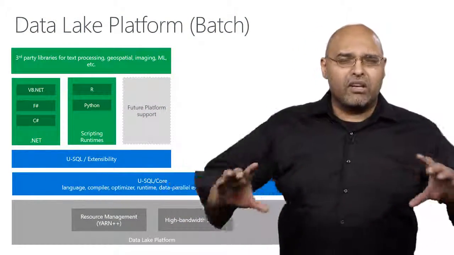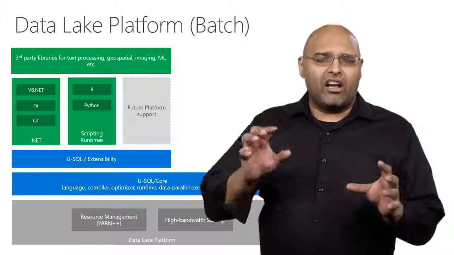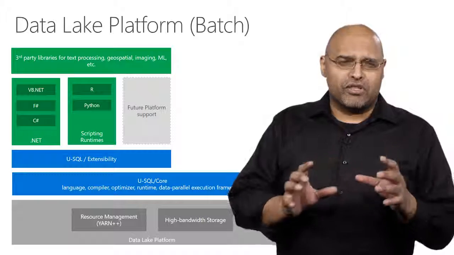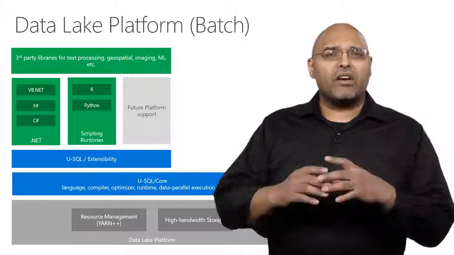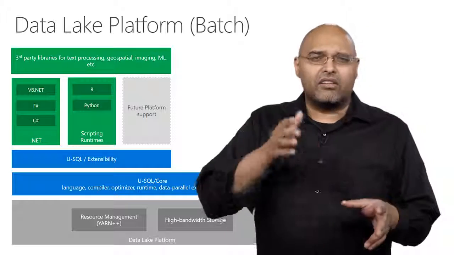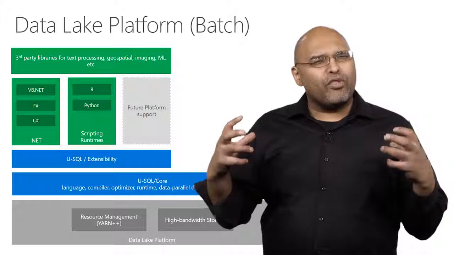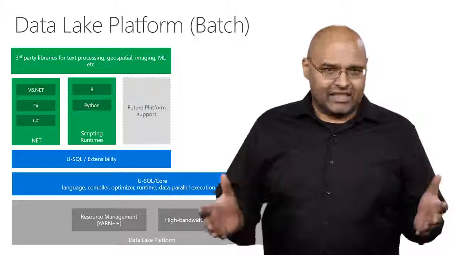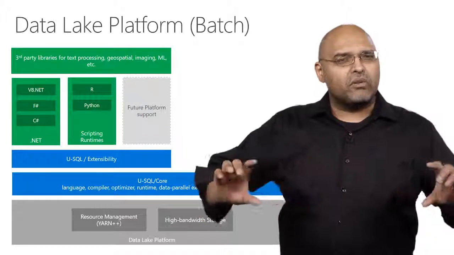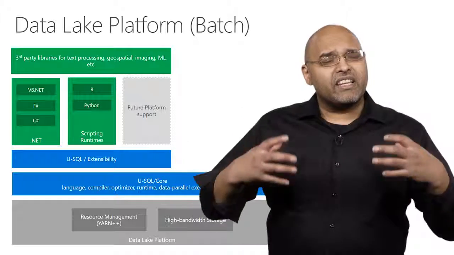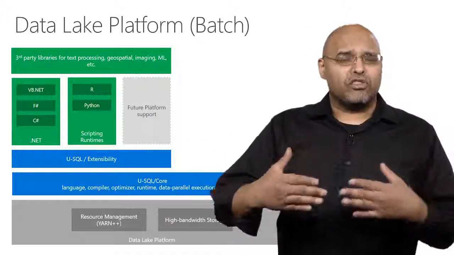At the very bottom, there's a layer that focuses on high performance compute and the ability to give you compute resources very quickly. On top of that, we have the U SQL layer. That's the language, the compiler, the optimizer, and the runtime, all the core compute stuff. On top of that, we have an extensibility layer. U SQL is really kind of platform agnostic. The extensibility layer allows us to use other platforms.